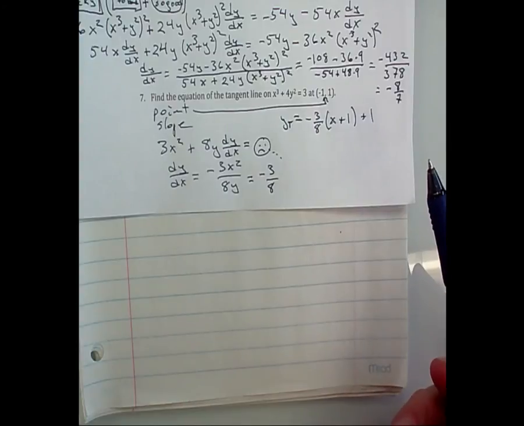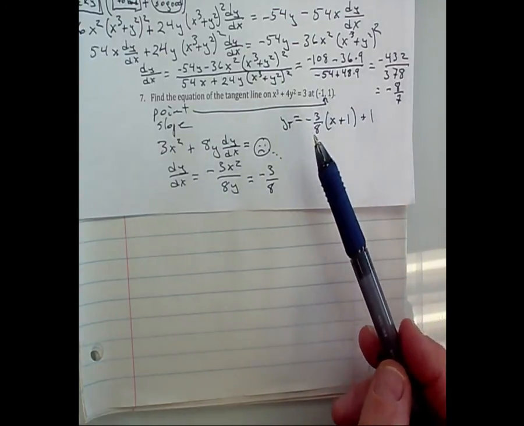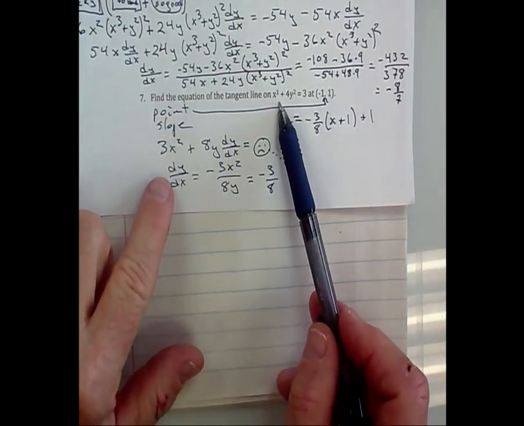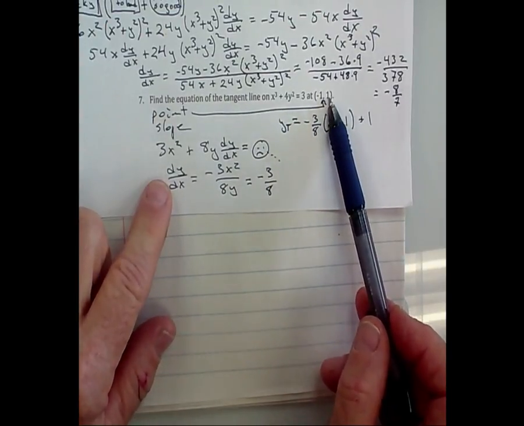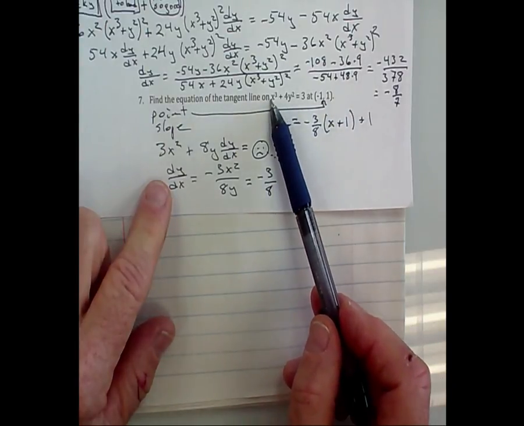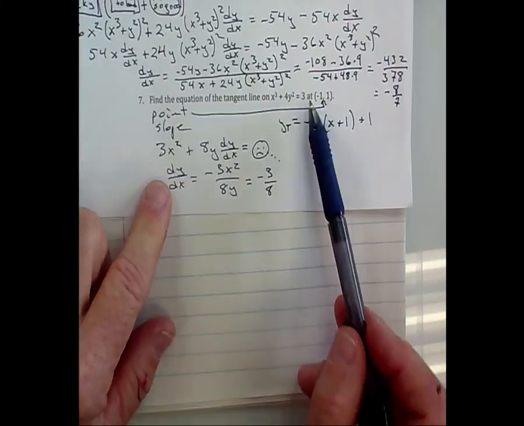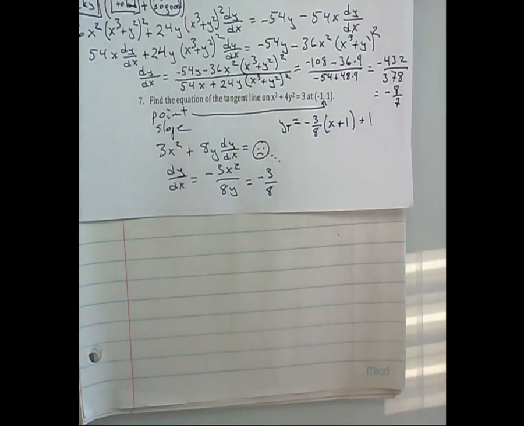That's how I always check. I should get this value. Because remember, this equation and this tangent line touch at that point. That's the point of intersection. And I should be able to put a -1 into here and 1 into here and get the same answer, and I do. Does that make sense to everybody? That is a fundamental problem.